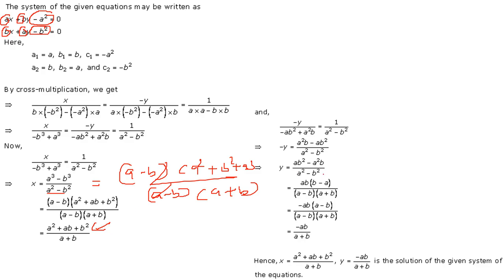For y again, you don't have to do anything because there will be no cubes. Just take AB common from these two. AB will be common, so B minus A will be there. Cancel these two out, only minus will remain. So minus AB by A plus B will be there.